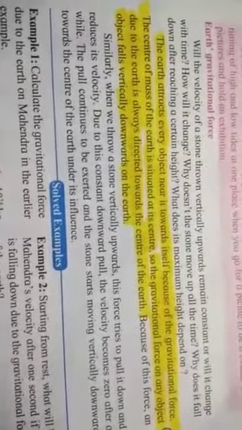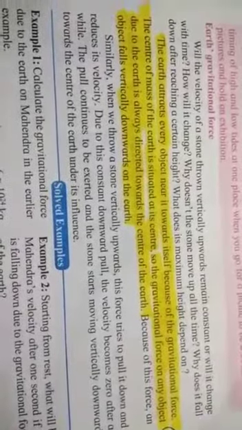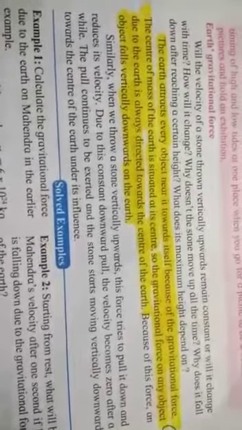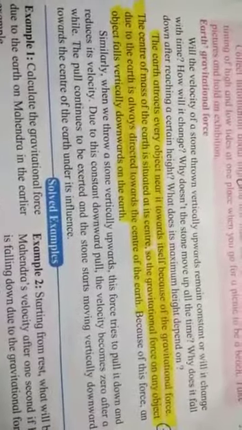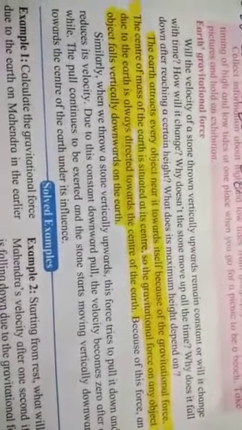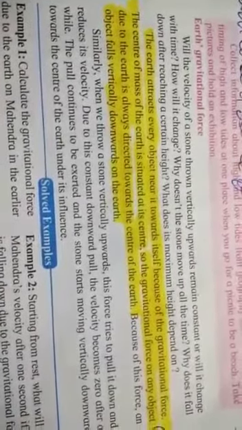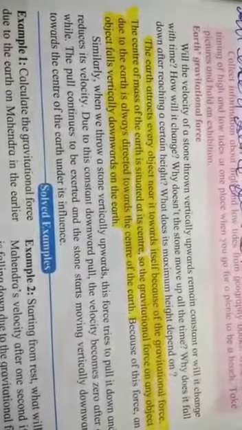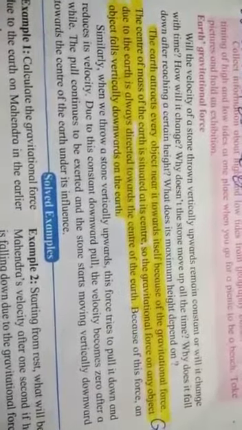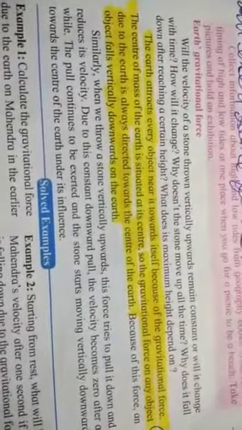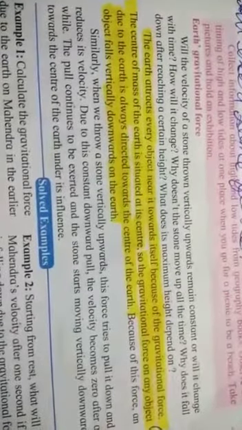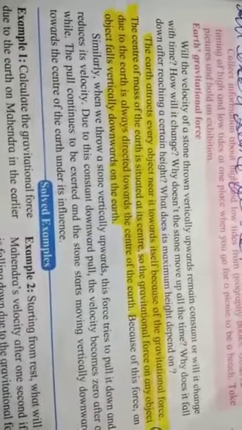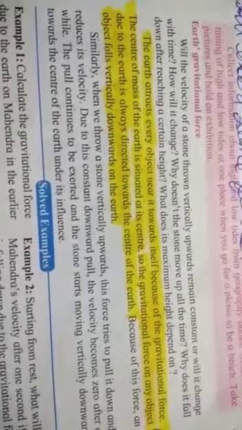We all know by now that the Earth attracts every object near it towards itself because of the gravitational force. Why does it attract towards itself? The reason is the center of mass of the Earth is situated at its center. That is, the mass of the whole Earth is situated at the center. So the gravitational force on any object due to the Earth is always directed towards the center of the Earth. And because of this force, an object falls vertically downwards on the Earth.